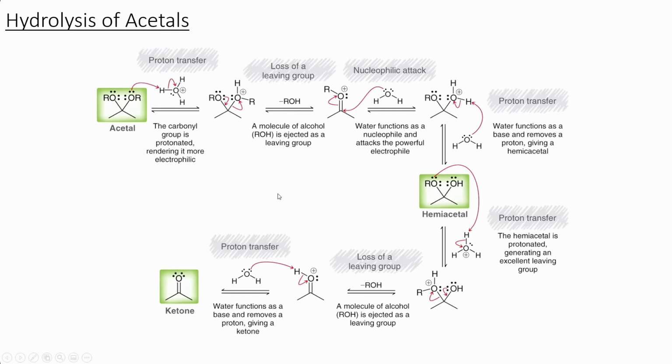And if we look at the mechanism, you'll notice that this is more or less the reverse of the mechanism that we used to form the acetal. Our first step, a proton transfer, will create a good leaving group. Then we can reform the carbonyl through loss of the leaving group, and then water acts as a nucleophile on the carbonyl. Another proton transfer will form our hemiacetal. Another proton transfer will form once again a good leaving group, which allows us to reform our carbonyl, and a proton transfer liberates the ketone.